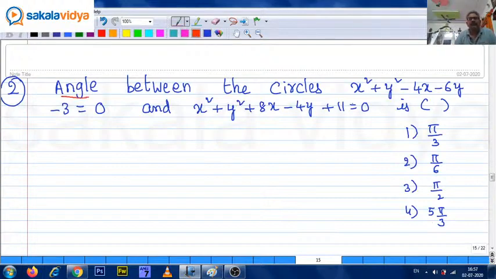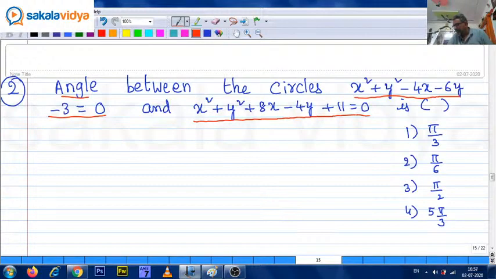Angle between the circles x² + y² − 4x − 6y − 3 = 0 and the second circle x² + y² + 8x − 4y + 11 = 0. In order to find this, we need to find the center and radii of the two circles. So first, let us find the solution.